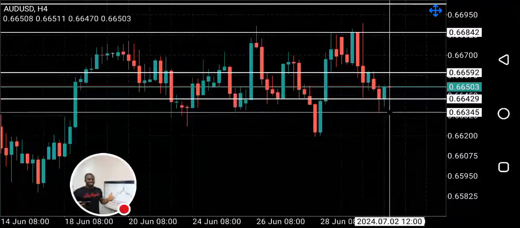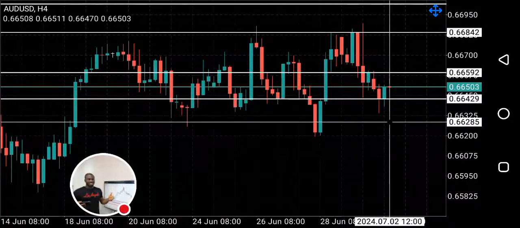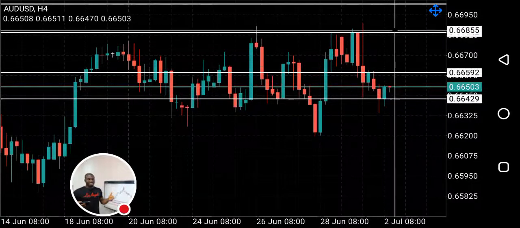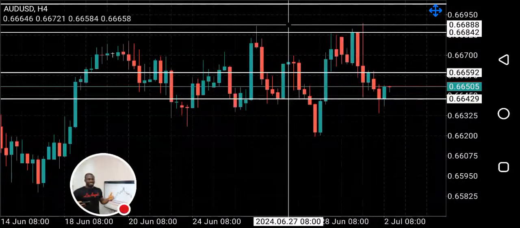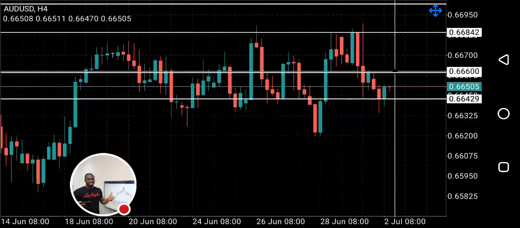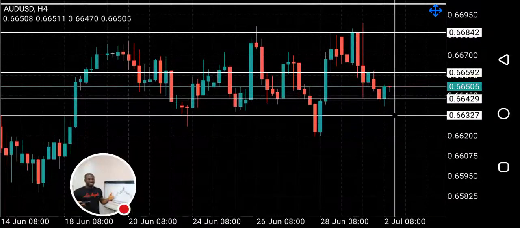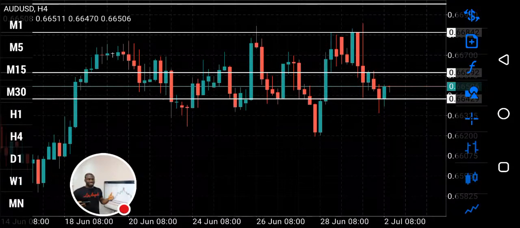So if I'm going to take any trade on Australian dollar USD, it will be a buy, and my SL will be a few pips below the low of this candle, and my target is likely going to be around this area of liquidity. There's a high probability that they would come hunt for liquidity because this is a relative equal high. So this will be my TP, and my stop loss will be a few pips below this level. That's my take on Australian dollar USD.